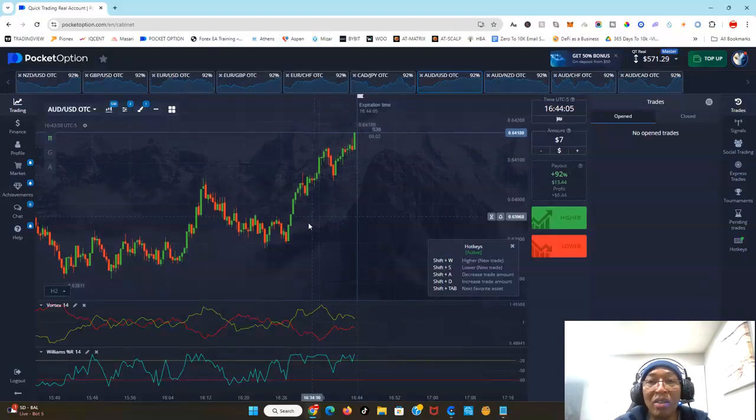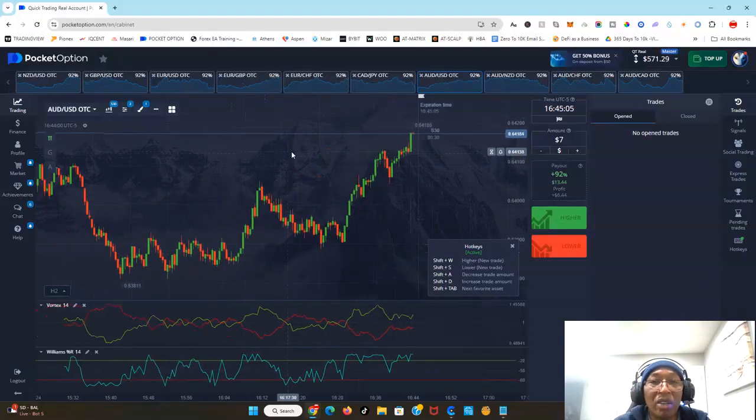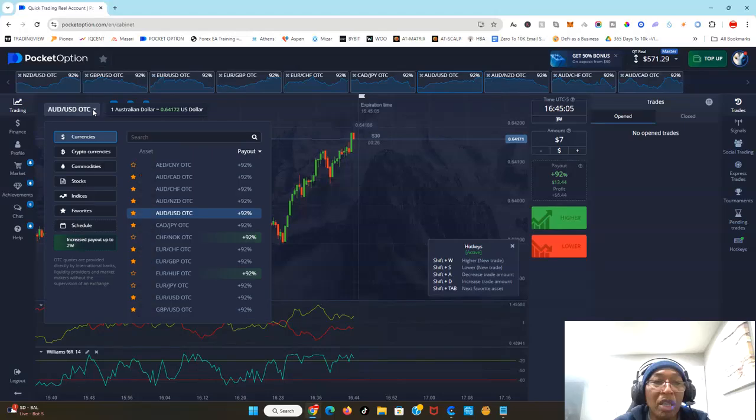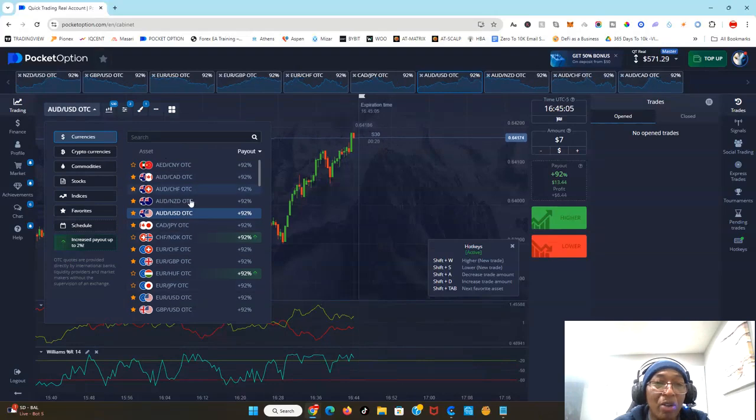Candlestick patterns. So right now here you can see we come in here and we look for OTC AUD/USD. These pairs are called currency pairs. So AUD/USD means it's the Australian dollar against the US dollar.